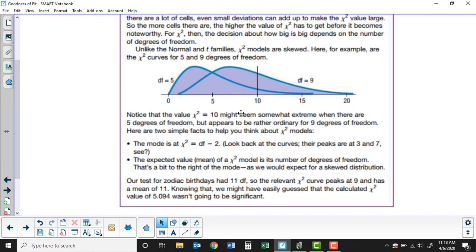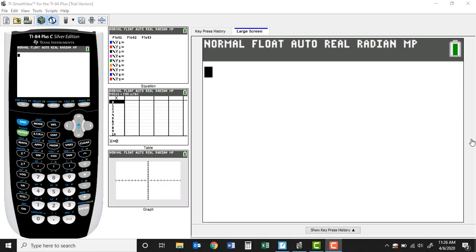All right, so it says our test for zodiac birthdays had 11 degrees of freedom. So the relevant chi-squared curve peaks at 9 and has a mean of 11. Knowing that, we might have easily guessed the calculated chi-squared value of 5.094 really wasn't going to be that significant.